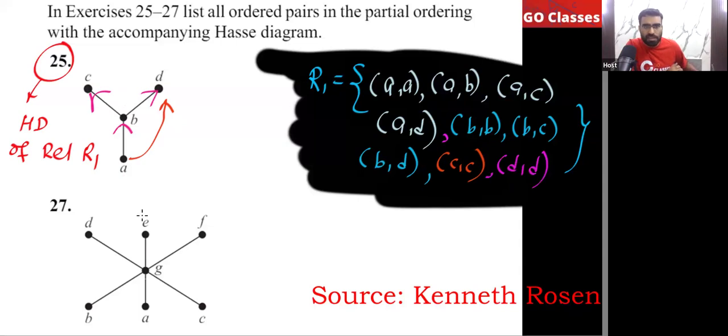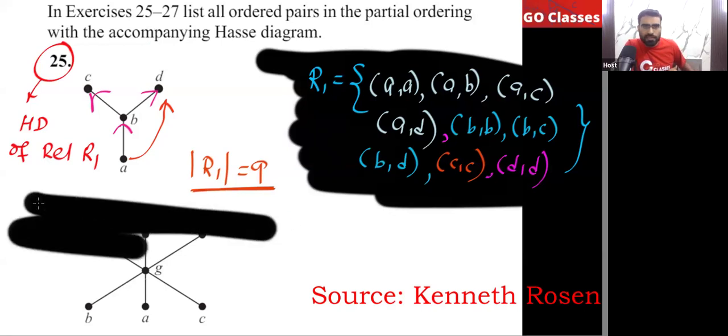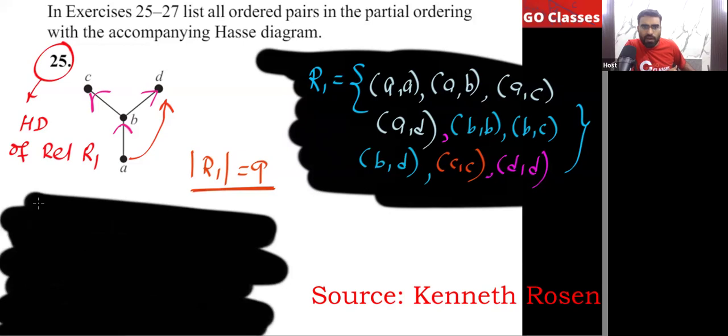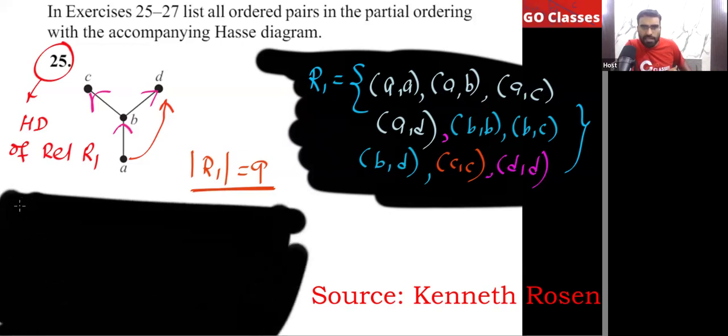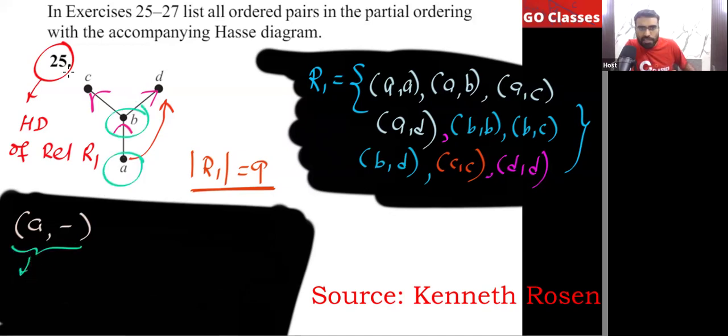Okay. So tell me, what is the cardinality of R1? If I ask you what is the size of R1, you can see that will be 9. Actually, there is another way to calculate. If the question is interested only in the cardinality of R1, how many ordered pairs does R1 have? Can you directly count it? How many ordered pairs of this type are there which start with A? You can see A related to A, A related to B, A related to C, A related to D. So there will be 4 such pairs.